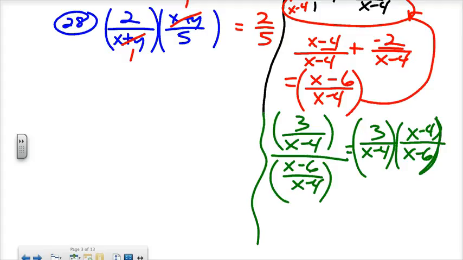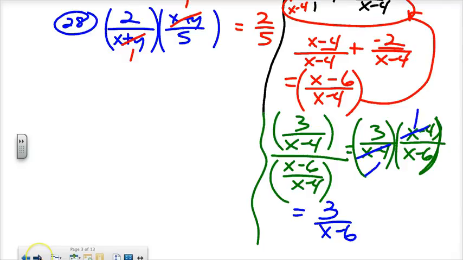And we can see that the x minus 4s are going to cancel out, and that will leave us with 3 over x minus 6. And that will be our answer for that one. So there was another good example of how we have to get 1 fraction divided by 1 fraction so that we can change it to multiplying by the reciprocal.